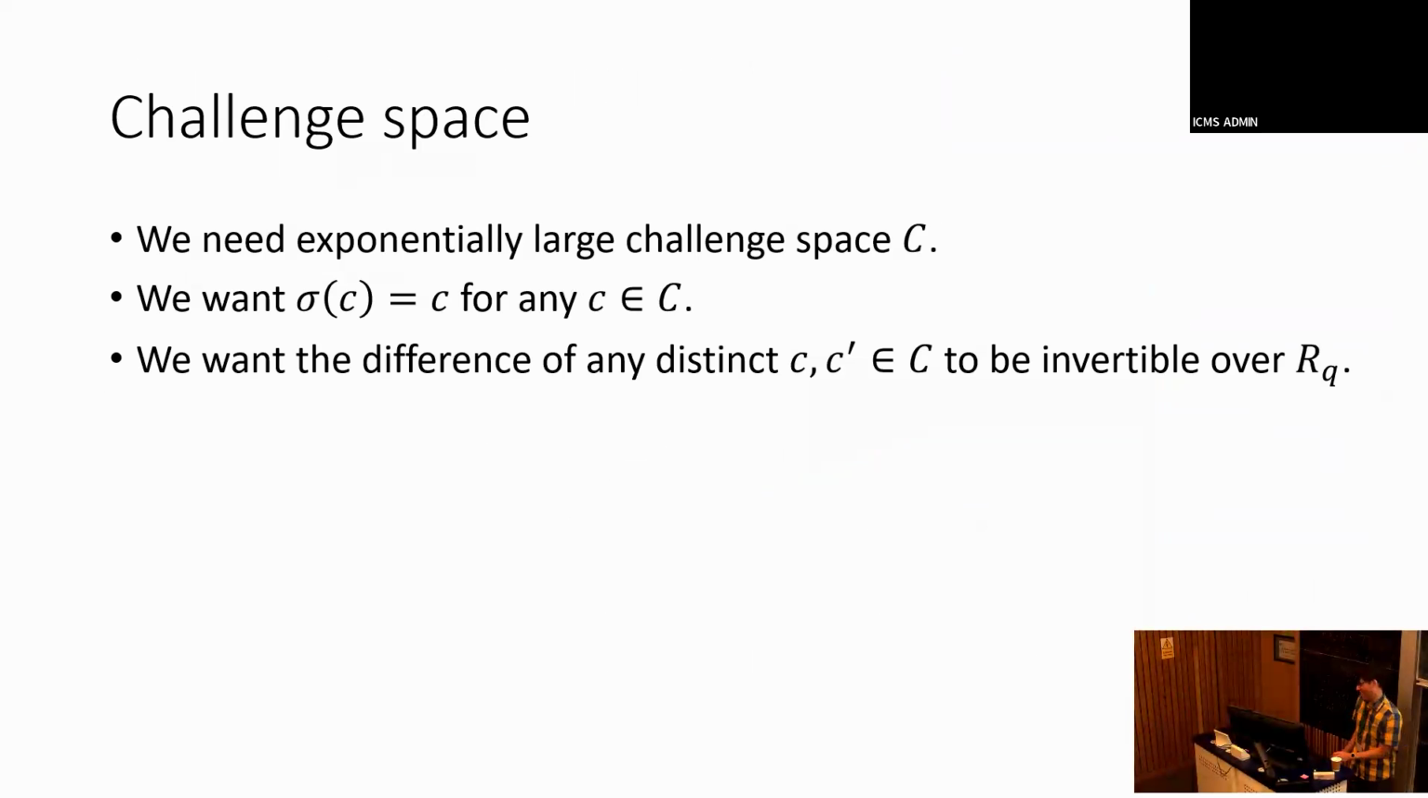So for the challenge space, we are working over rings, and we want to have a large challenge space. Also we want sigma of C to be equal to C. And we also want the difference of distinct C and C prime to be invertible over RQ. And I will say why.